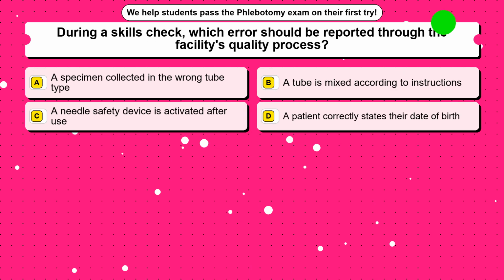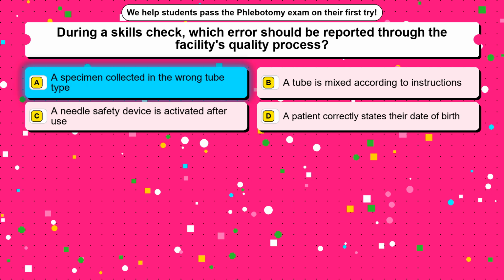Question 85. During a skills check, which error should be reported through the facility's quality process? Option A. A specimen collected in the wrong tube type. Option B. A tube is mixed according to instructions. Option C. A needle safety device is activated after use. Option D. A patient correctly states their date of birth. The correct answer is option A. A specimen collected in the wrong tube type.